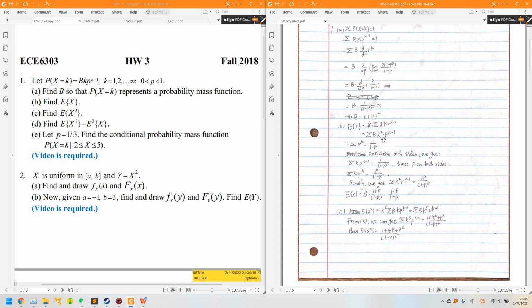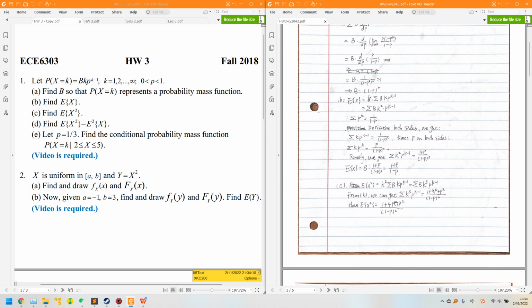And because here we need to get k squared times p to the power of k minus 1, we can do this one again. But firstly, we multiply by p on both sides, and we get this equation. And we take the derivative on both sides. It's very similar to the previous one. So we can get this equation, and we can put this equation into the expectation equation here. Therefore, we can get the expectation of x, which is (1 plus p) over (1 minus p).